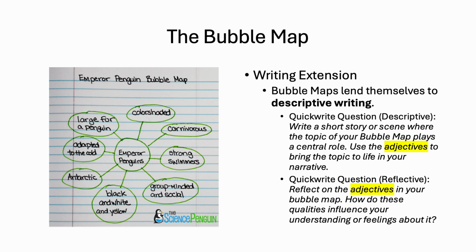Another one could be reflective. Reflect on the adjectives in your bubble map. How do these qualities influence your understanding or feelings about it? And one other tip is provide students with an adjective list of more complex adjectives and let them use them when they are creating their own bubble maps.